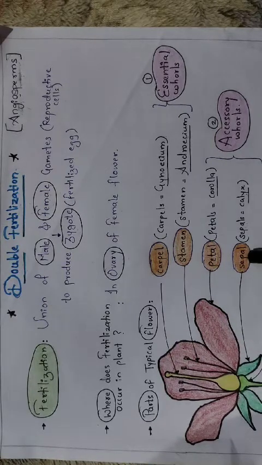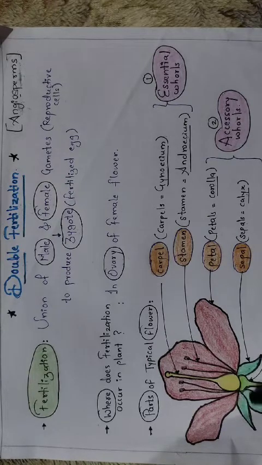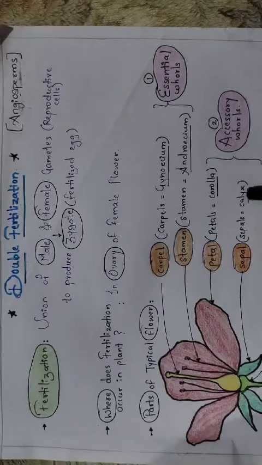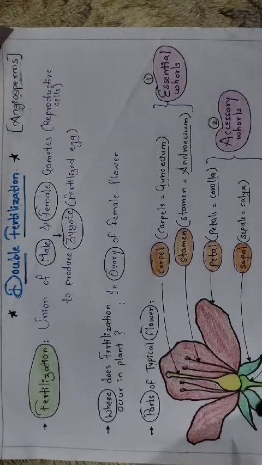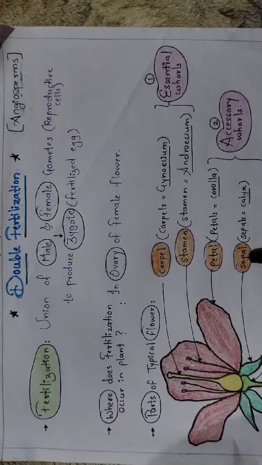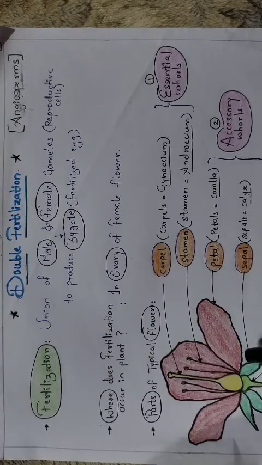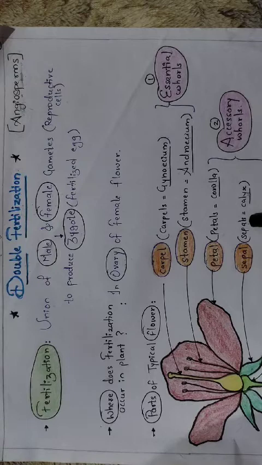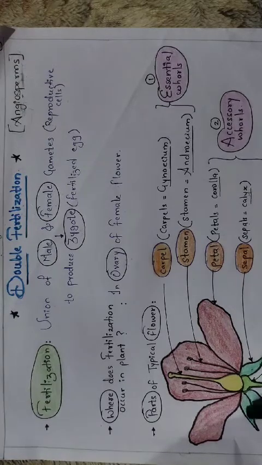Here you can see the term sepal. What does sepal mean? All these outgrowths together are called the calyx, and when we talk about an individual member, it is called a sepal. Sepal is the singular word, while all the sepals together are called the calyx. This is one of the whorls, which is the outermost whorl.